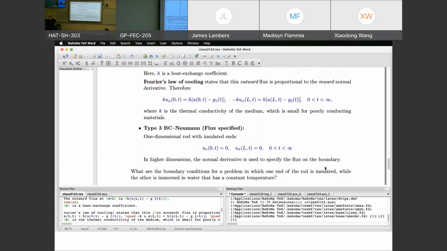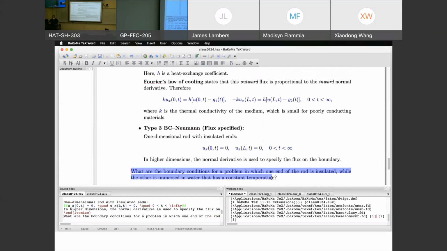So, I pose this question to you. What if one end of the rod is insulated and the other end of the rod is immersed in water that has a constant temperature? What boundary conditions are you supposed to use in this situation? You are allowed to have boundary conditions of different types at different portions of the boundary.